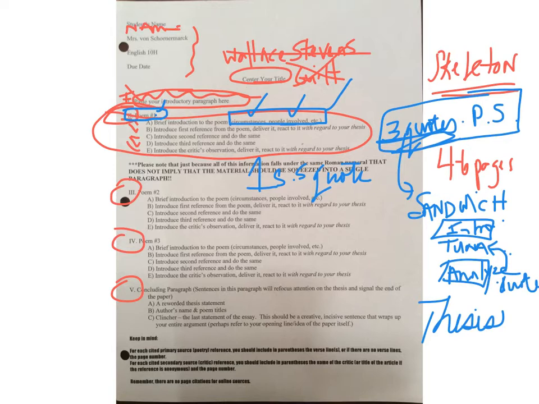So remember, you've researched about 5 or 6 critics. By this point, you want to narrow it down to 3 really good ones and figure out how you can place a critic with each of the poems. A little bit of critical support.